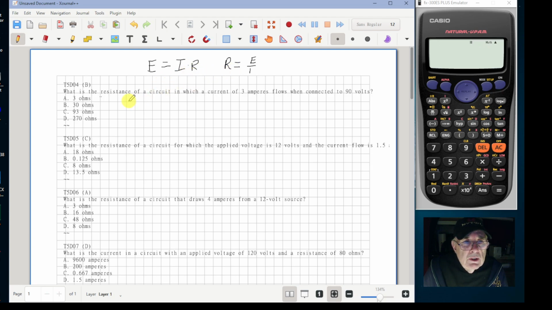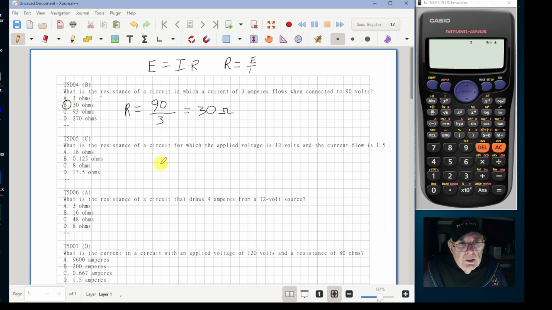But we want resistance here, so let's use that. Resistance is the voltage, which is 90 volts, divided by the current, which is 3 amps. 90 divided by 3 is 30, so this is 30 ohms, and that's answer B over here.